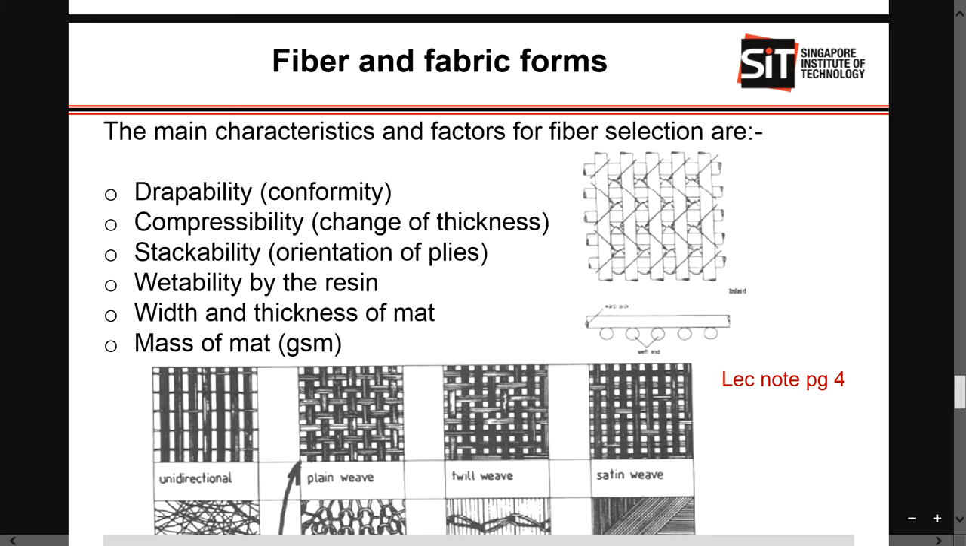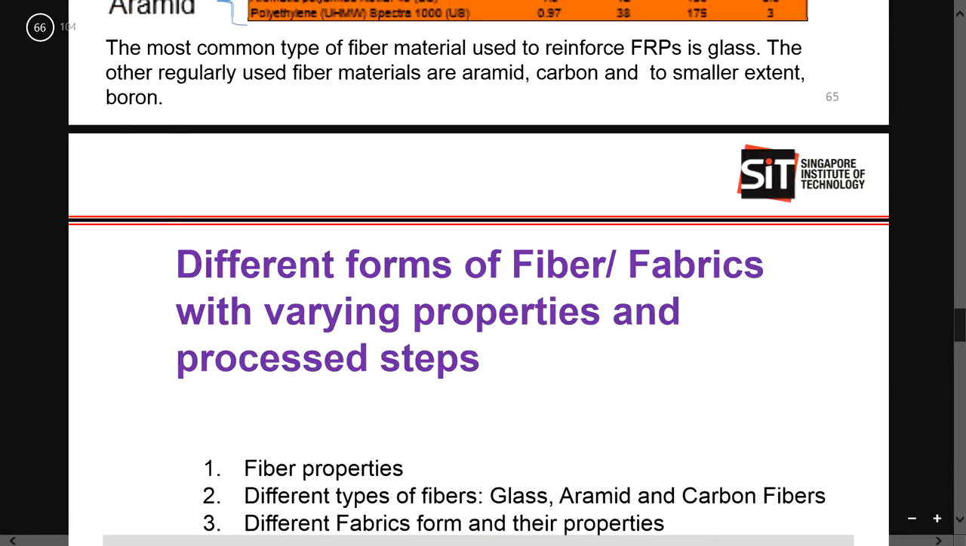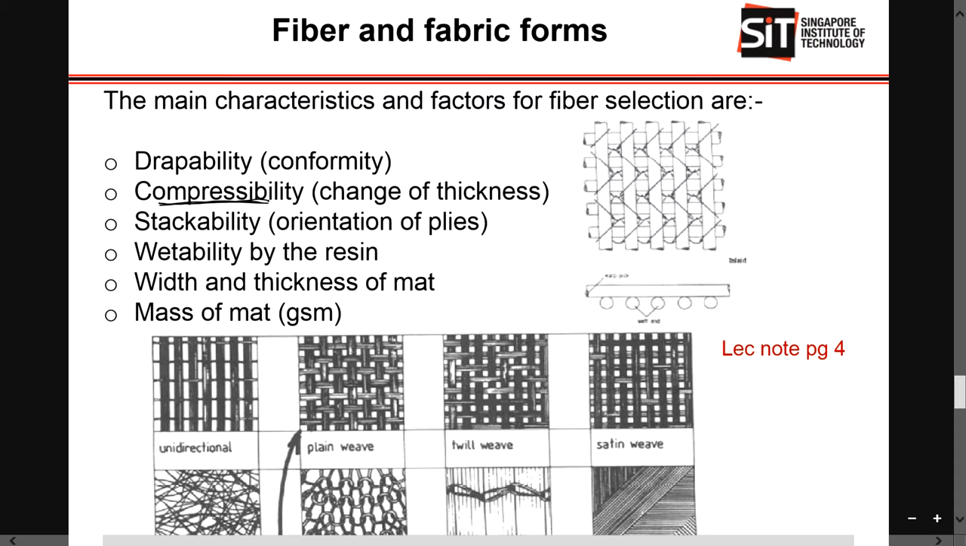And then compressibility: you want the fiber to be compressible or not. If you want the fibers to be compressible, then you choose a fiber that has high compressive strength. Then you refer back to this graph over here, where for compressive properties you use something like IM carbon or S glass. If you want good compressive strain and good compressive stress, then you use IM carbon. Take note, this is very important because if I'm not wrong, the lecturer said this will come out in exams. So these are the main characteristics and factors to select your fibers for making fabrics.